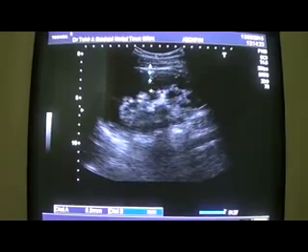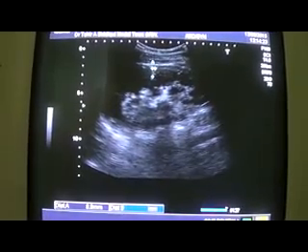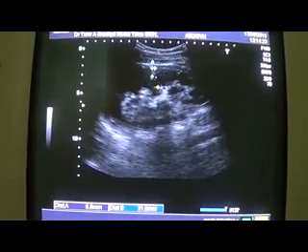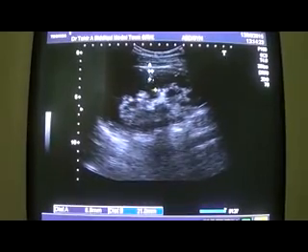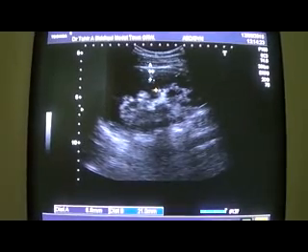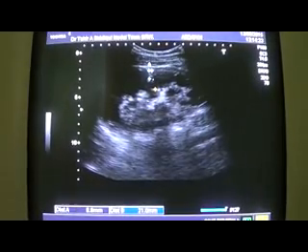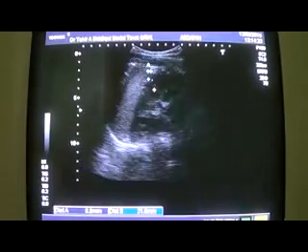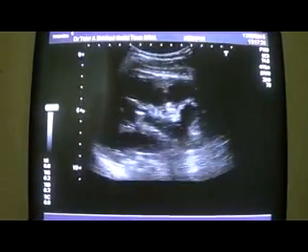Now if I include the cortex as well as the pyramid together and take the measurement, it will be the measurement of the parenchyma in total, which measures 21 mm. So both are within normal. The cortex as well as the pyramid, and corticomedullary differentiation we can say is intact, and thereby the kidney is functioning, we can say, normally.